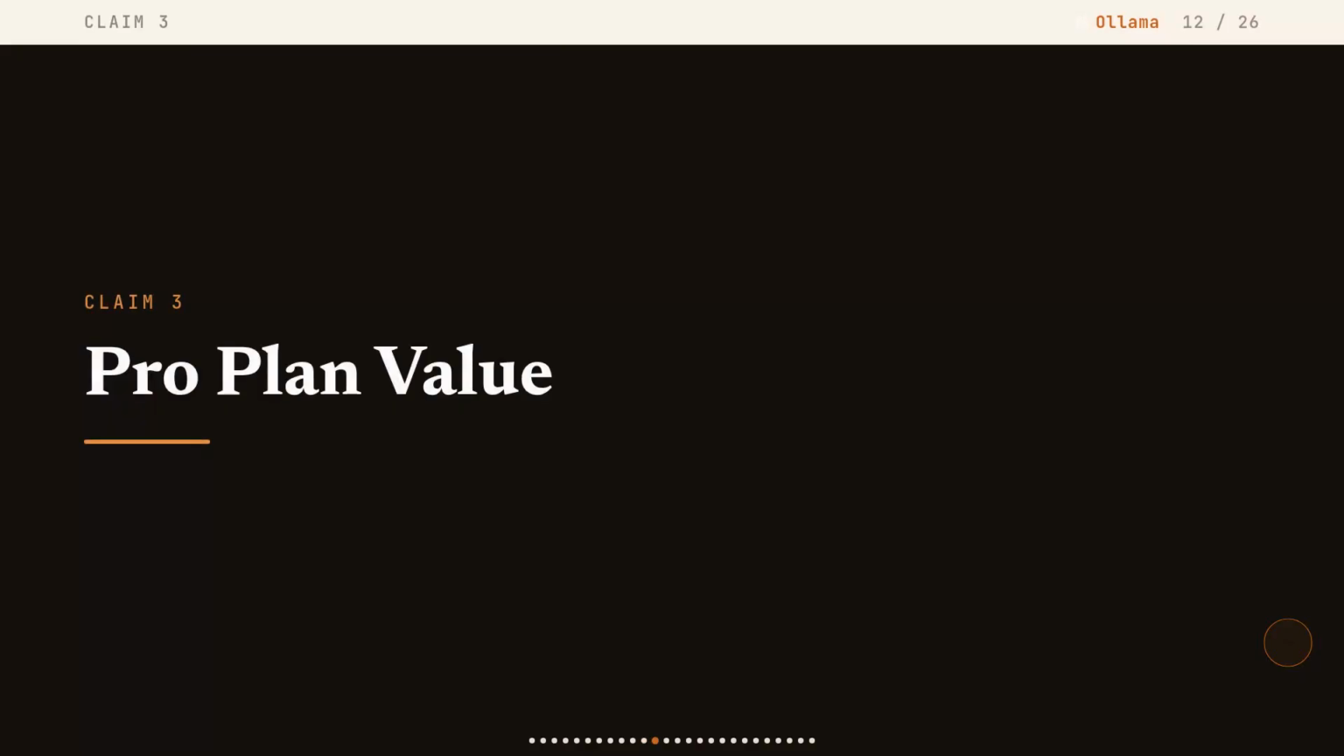Claim 3: Ollama Pro at $20 a month is worth it versus paying per token. For a solo dev running coding sessions every day, the question is real. $20 flat sounds like a deal if you'd normally spend $25 to $100 on API calls. But Ollama Cloud charges you in GPU time, not tokens, and there's no published conversion rate anywhere, so you can't actually do the math before you pay.